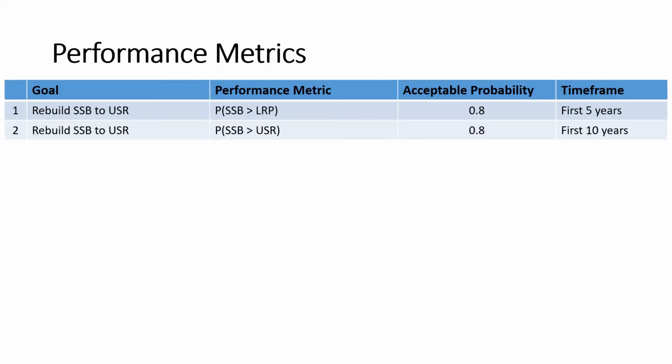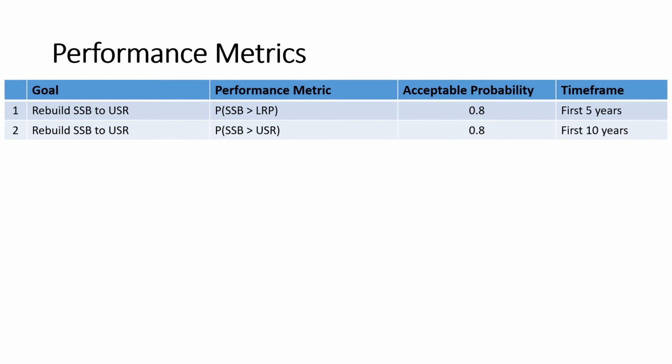For the first management objective, we have the stated goal of rebuilding the spawning stock biomass to the upper stock reference point. We have 2 performance metrics related to this management objective. The first performance metric calculates the probability that the spawning biomass during the first 5 years of the projection period is above the limit reference point. The second PM calculates the probability that the spawning biomass is above the upper stock reference point. This PM is calculated over the first 10 years. Both performance metrics have a minimum acceptable probability of 80%.